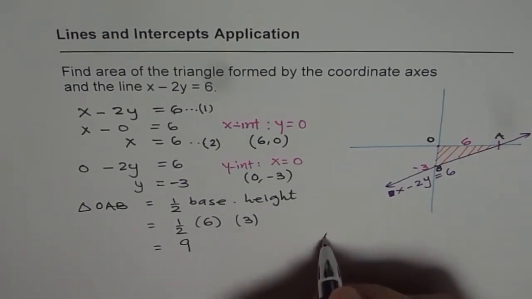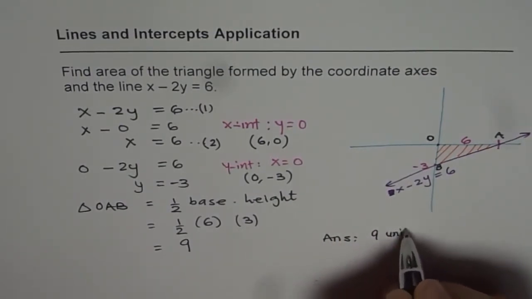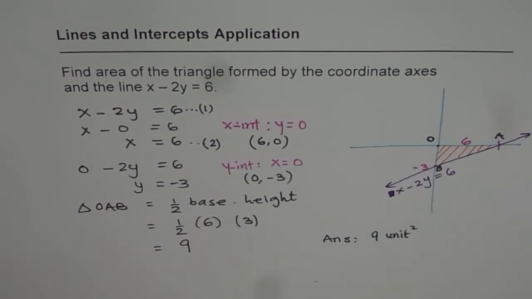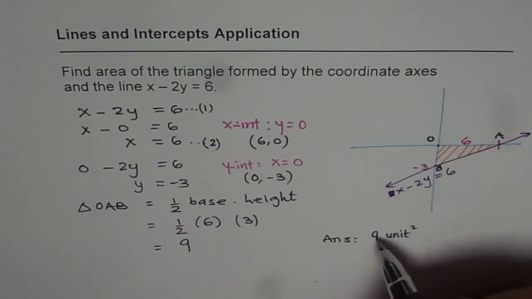So we can write down our answer as 9 units square. It's important to put units also. If the units are not given to us, we can always write 9 units square, right?